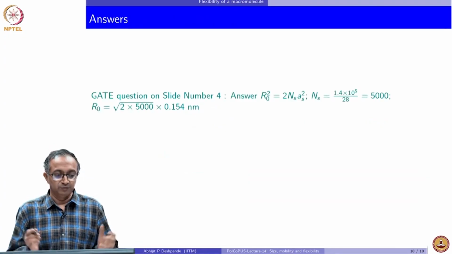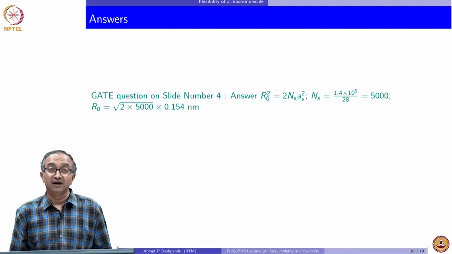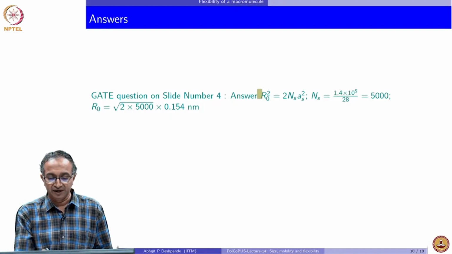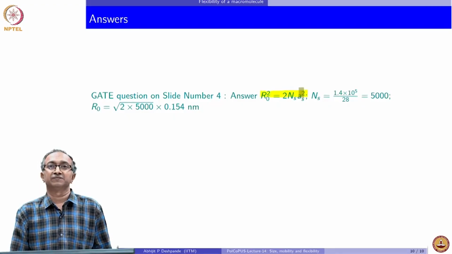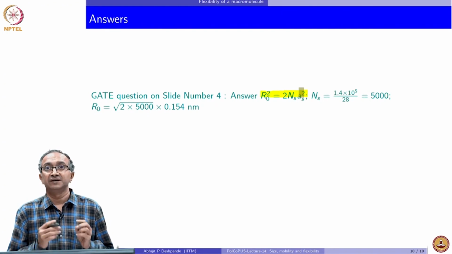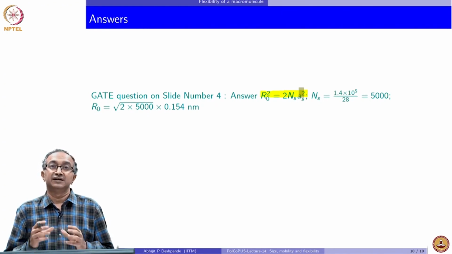So with this, we will close this lecture. In terms of answering the question related to polyethylene, I hope all of you have got the answer based on the model where the polyethylene chain is constrained by the tetrahedral angle associated with the CC bond.